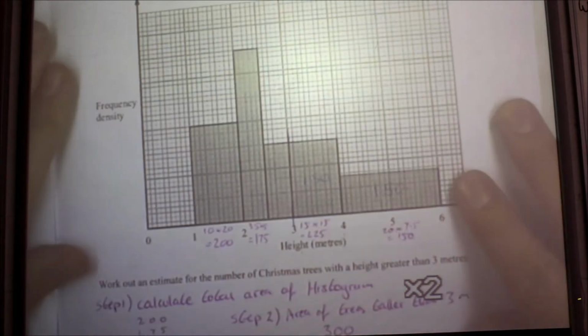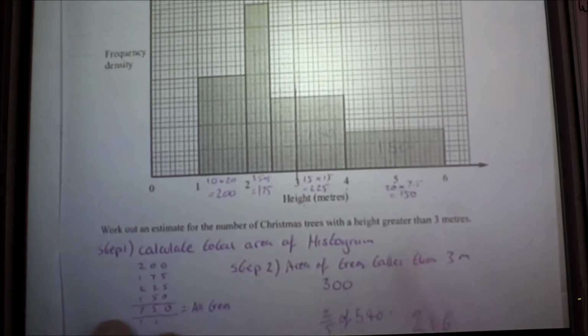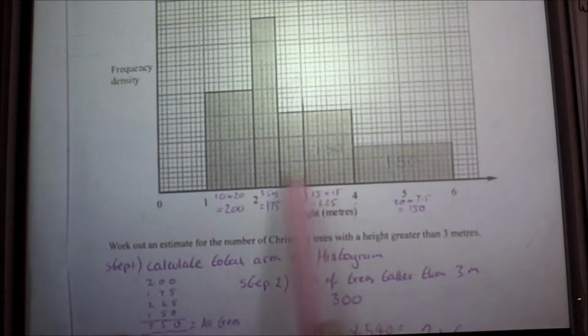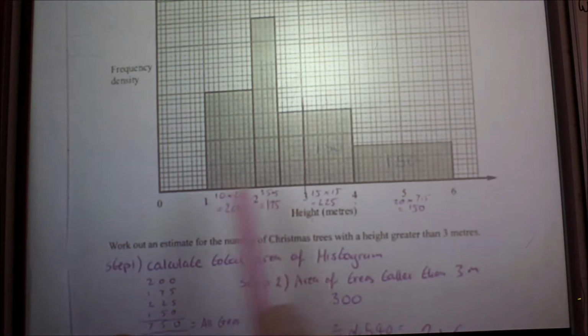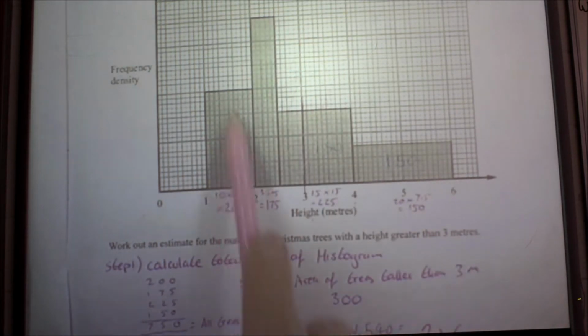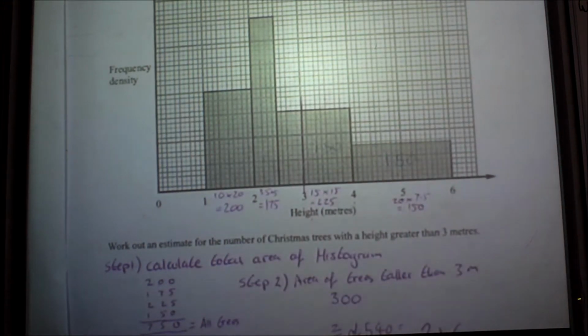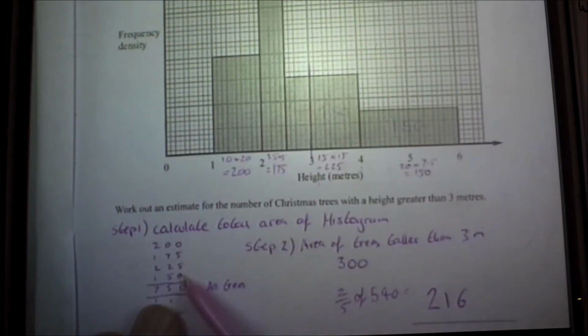It says the histogram gives information about the heights of 540 Christmas trees. Work out an estimate for the number of Christmas trees with a height greater than 3 meters. What I did was this. First of all I worked out how many squares there were altogether. So in that block there's 200, 175, and so on. So I worked out those 750 altogether.